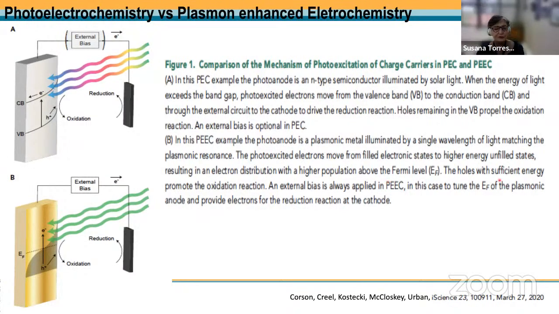So the holes with sufficient energy promote the oxidation reaction. In this case, an external bias is always applied. So you have an external bias provoking, for example, hydrogen evolution. You are going to illuminate, and you are going to see an increase of current if you add it to the other current. And the other thing is that in this case, the change in current that you can obtain can be very, very tiny. So it's more difficult to measure.